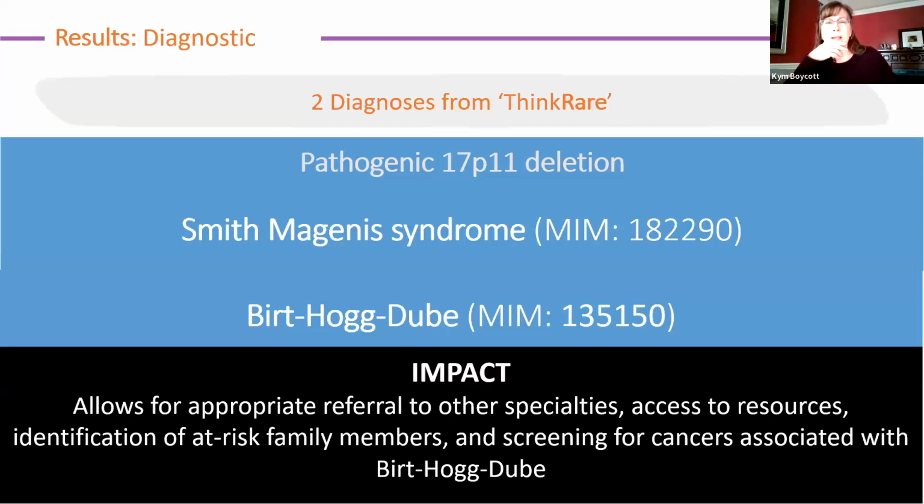And he had a pathogenic deletion identified at 17p11 that resulted in having 2 diagnoses from ThinkRare. One, Smith-Magenis syndrome, and the other Birt-Hogg-Dubé. So he was missing about 2 megabases of DNA. And this was really important because he was actually at the age where we start to screen patients with Birt-Hogg-Dubé for the adult onset cancers that are associated with that particular condition. So the impact was actually quite significant.